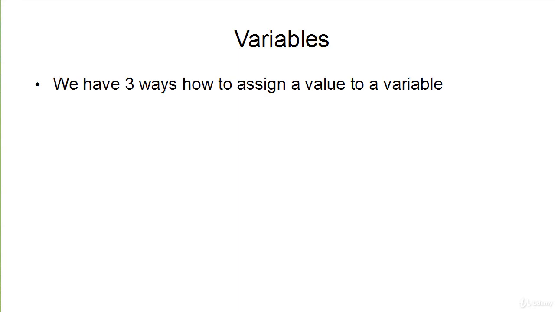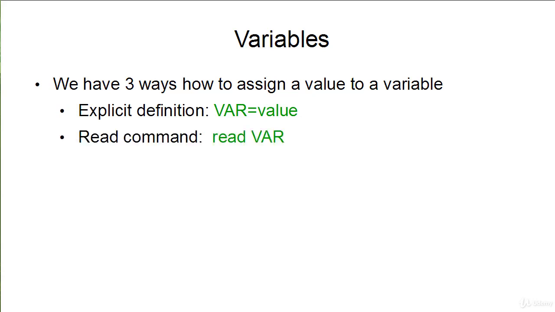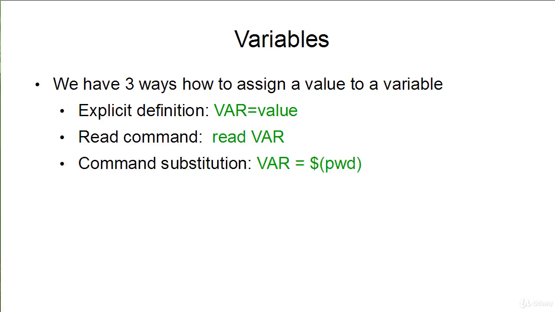Variables are used to store a value that can be changed. We basically have three ways in Bash how to assign a value to a variable. First one is explicit definition, where we assign some value to a variable using equal sign. Second option is to use a read command, where we store some user's input into variable. Third option is command substitution, and basically we are storing here output of some command into variable.